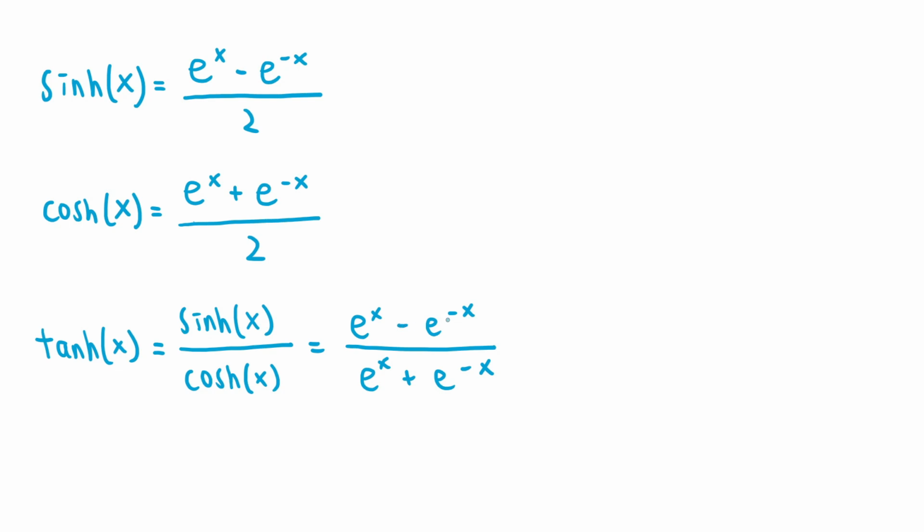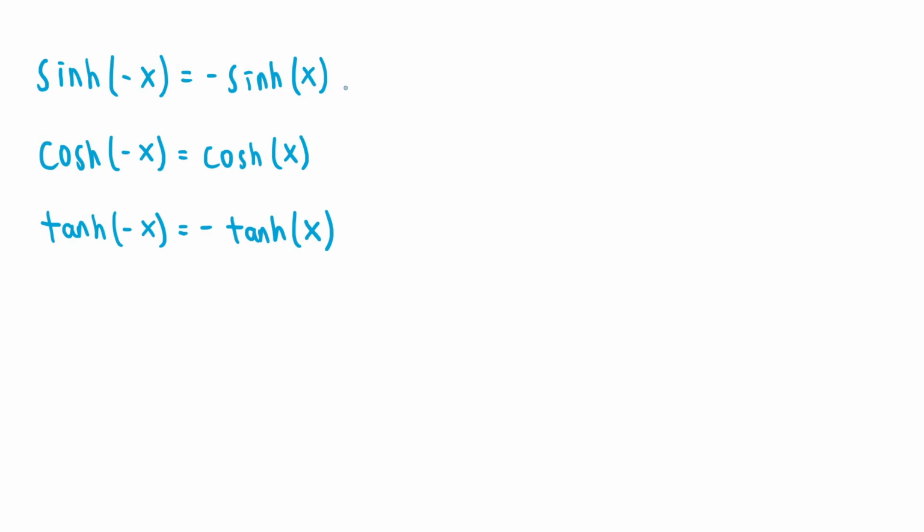e to the x minus e to the negative x all over e to the x plus e to the negative x, if we rewrite it in terms of exponentials using the definitions of sinh of x and cosh of x. So sinh of x is an odd function, meaning that the identity sinh of negative x equals negative sinh of x holds, and cosh of x is an even function, which means cosh of negative x equals cosh of x.